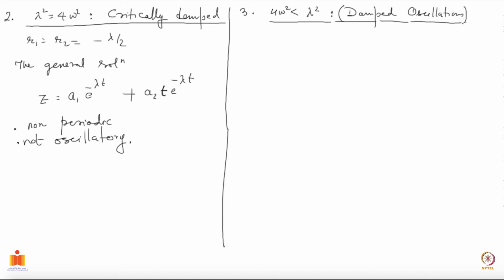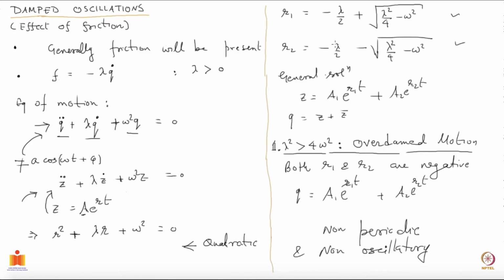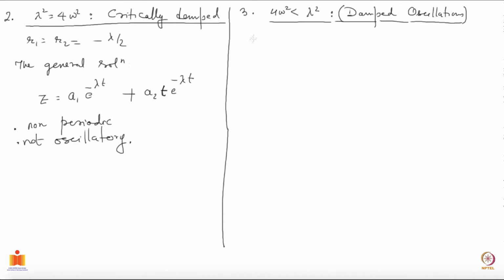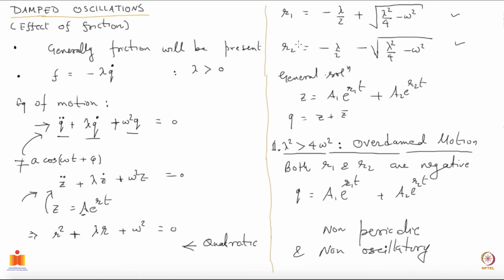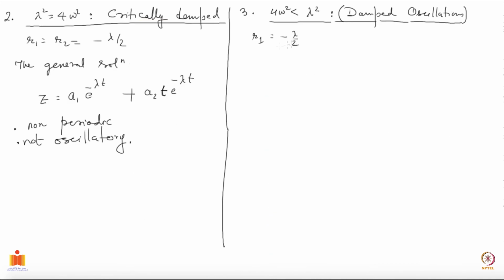Okay, so here what we have is your R1 and R2. If I call the negative of this quantity omega d, I get two complex conjugates. So your R1 will be minus lambda over 2 plus i omega d, where I'm defining omega square minus lambda square by 4 to be omega d squared. So omega d is the square root of omega square minus lambda square by 4.